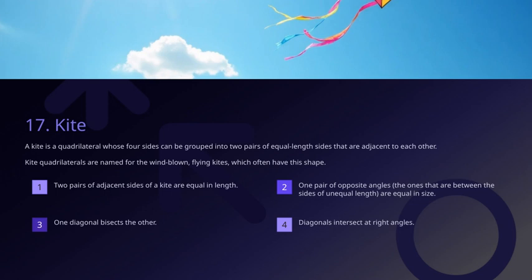Lastly, the diagonals intersect at right angles. That is, they cross each other at 90 degrees. This perpendicular intersection is a defining characteristic of the kite shape. Understanding these features helps us recognize a kite and see how it fits into the broader family of quadrilaterals, connecting the geometric properties to real-world shapes like flying kites.